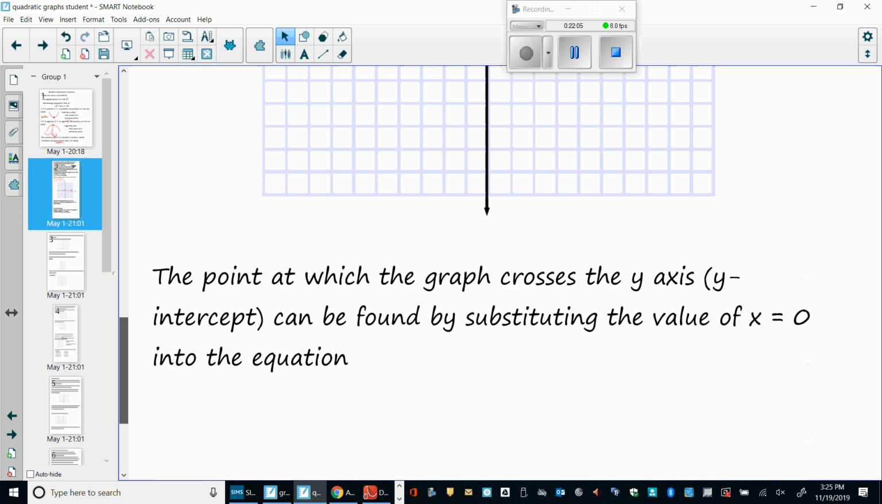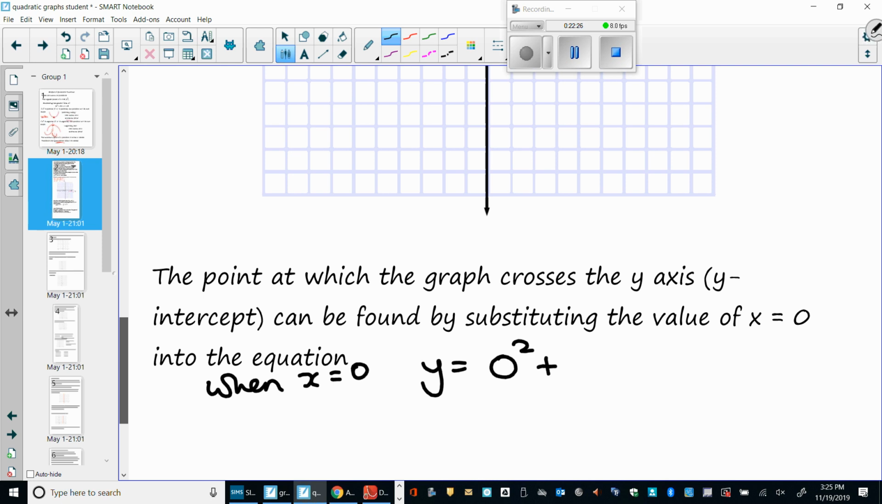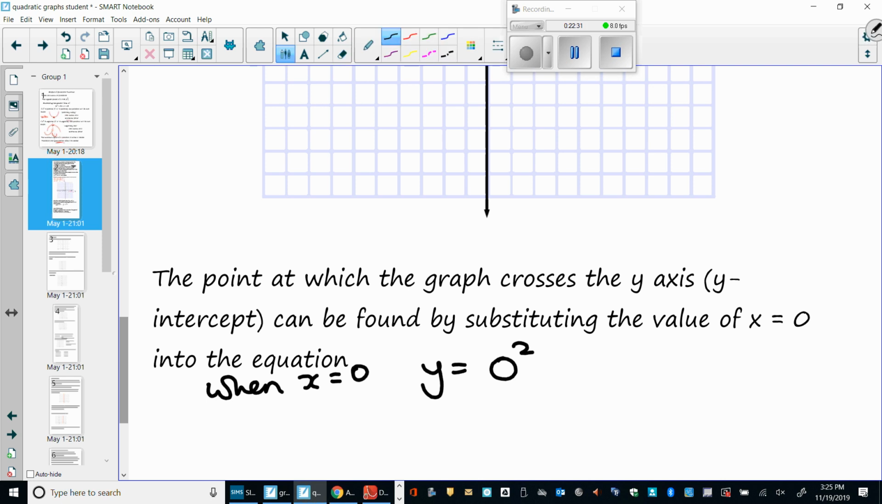Now, the point at which the graph crosses the y-axis, or in other words, the y-intercept, can be found by substituting the value of x as 0 into the equation. Okay, so when x is 0, y is going to be 0 squared minus 3 lots of 0 minus 4. Okay? I'm substituting the value of 0 in place of x.